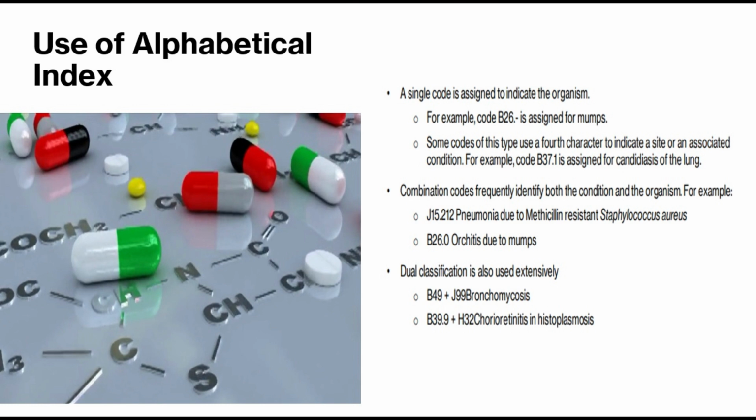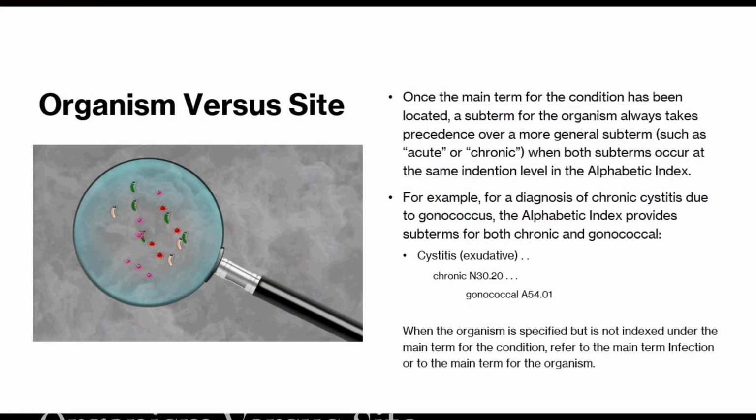Dual classification is also used extensively. For example, B49 plus J99, bronchomycosis. B39.9 plus H32, chorioretinitis and histoplasmosis.